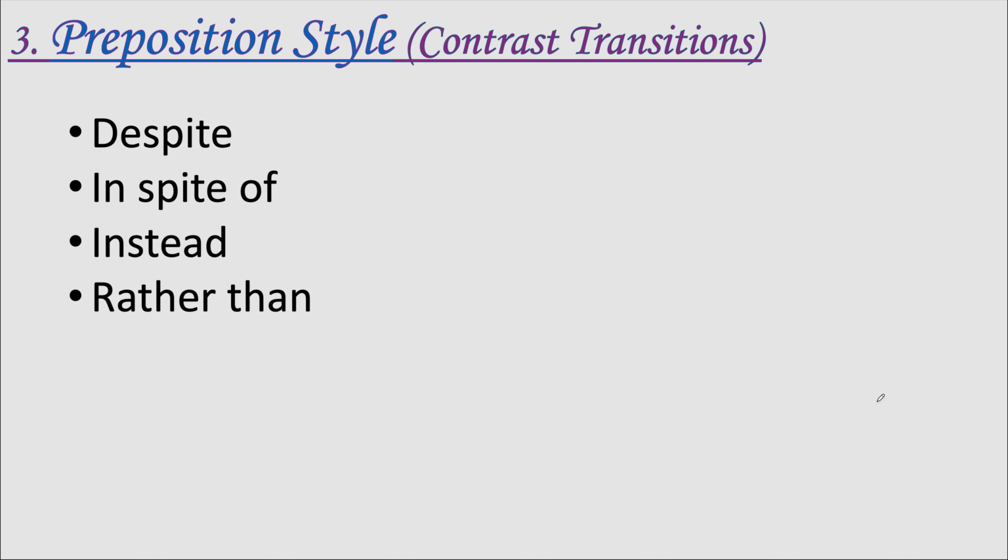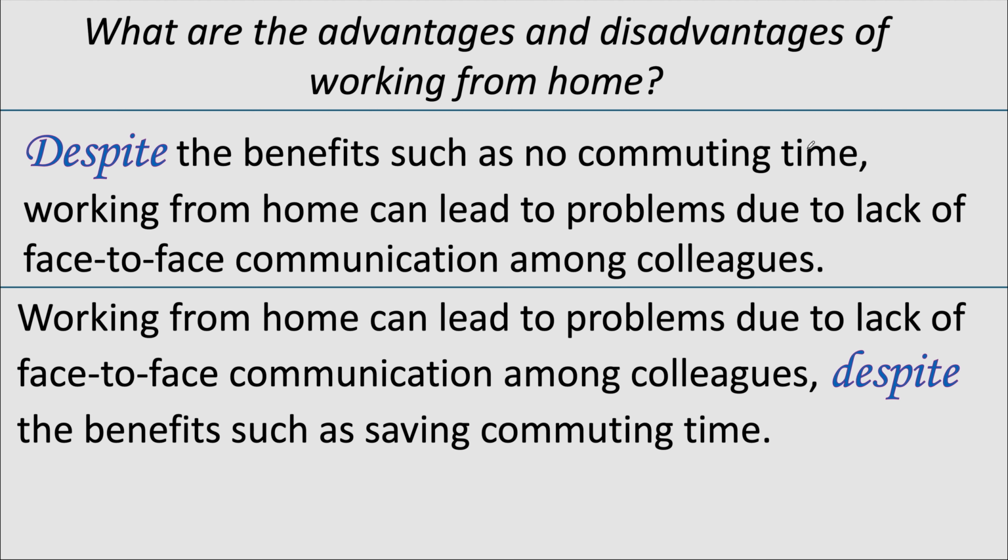The third group uses preposition-style contrast words such as despite, in spite of, instead of, and rather than. These are followed by a noun or gerund, not a full sentence. You can place them at the start or in the middle of the sentence.